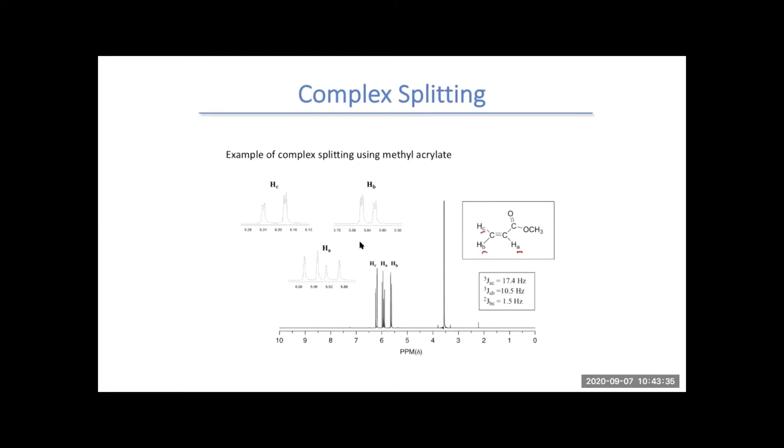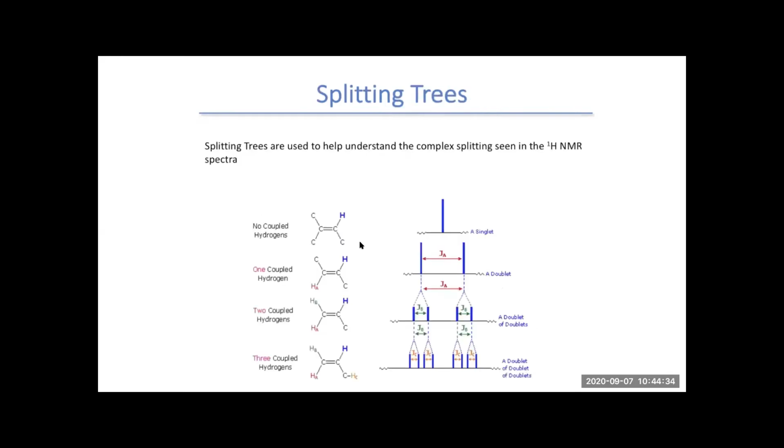Looking at HA, HB, and HC in the zoomed-in versions, they all look slightly different from each other. If you remember talking about the coupling constants, we can utilize them to determine which of these peaks correspond to which hydrogens in the NMR spectra. To understand this complex splitting pattern and the successive n+1 rule, it's very useful to draw splitting trees.